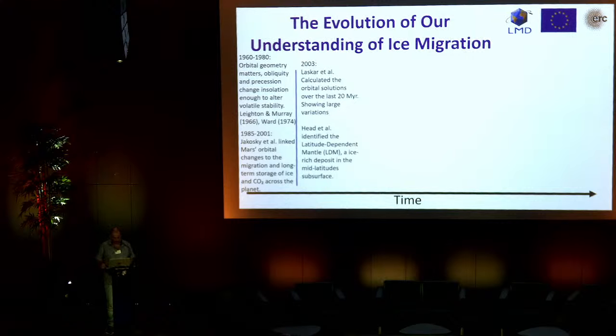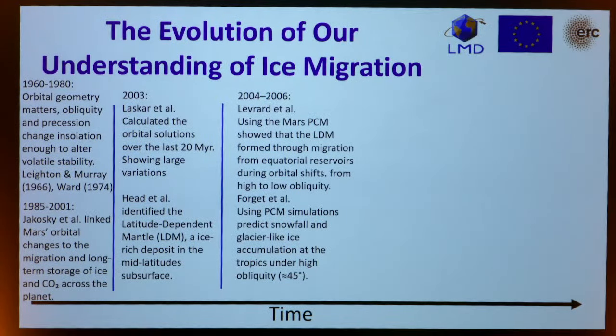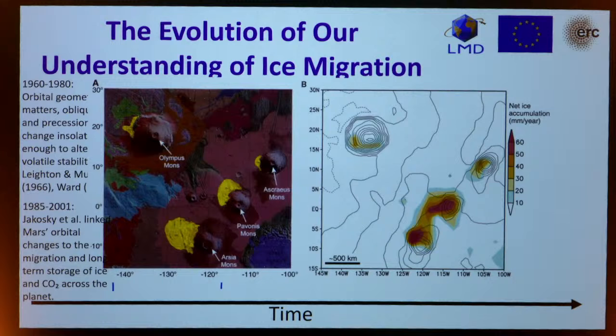And Jim had identified the latitude-dependent mantle, an ice-rich deposit in the mid-latitudes. Then we started to work with more complex models. Bruno Levrard used the Mars PCM to show that the latitude-dependent mantle, which Francois mentioned before, was formed through migration from an equatorial reservoir during an orbital shift from high to low obliquity. And Francois showed, and he showed this plot many times, that under 45 degrees obliquity, we can create ice in the model where we see glacial features, remnants in the tropical mountains of Tharsis.